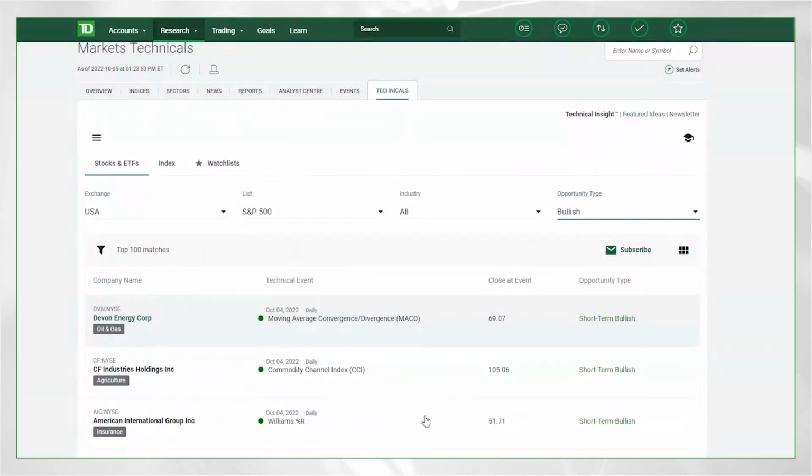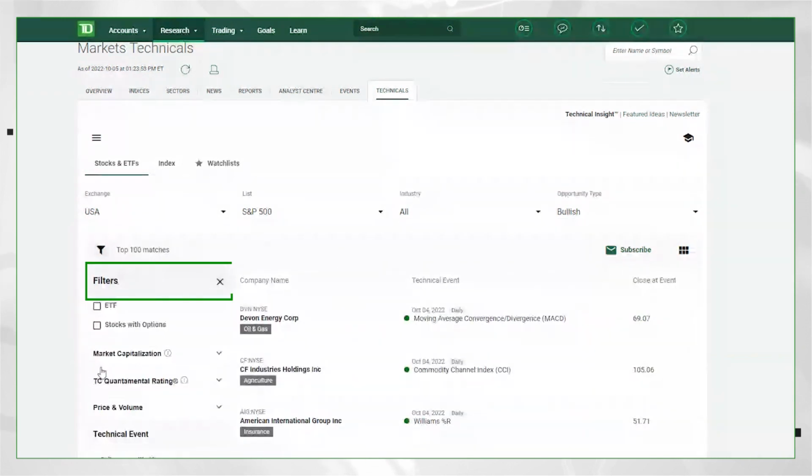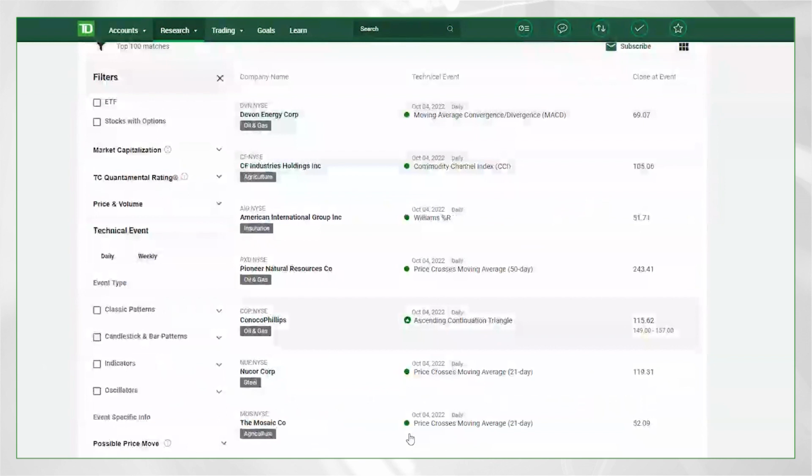So maybe we want to simplify because there's so much here. Maybe you don't understand what Williams %R means, and you don't care about that result. But we can really fine tune it here. So let's just click on the filter tool here, right on the left, and this is where we start fine tuning the screen to narrow down, so maybe a good 20 or 30 matches if we can.